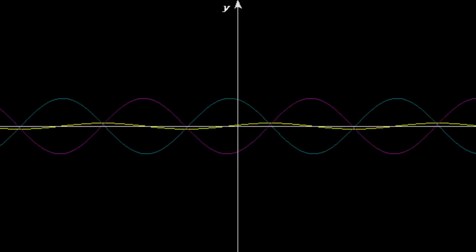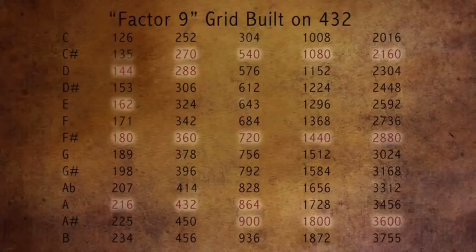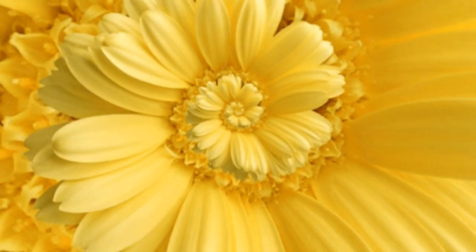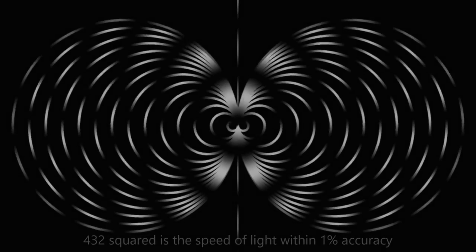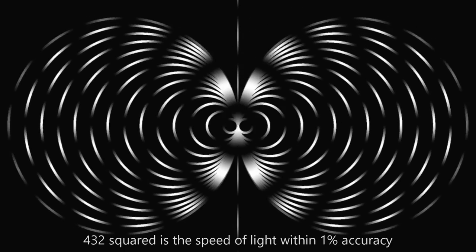We measure sound frequencies and vibration cycles per second, and the numbers listed above, when played as frequencies, just happen to mirror the exact harmonic patterns found in nature. 432 squared is the speed of light within 1% accuracy.